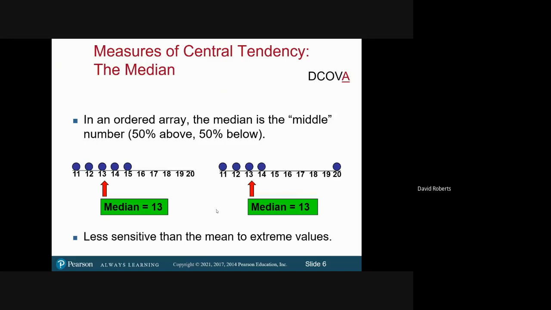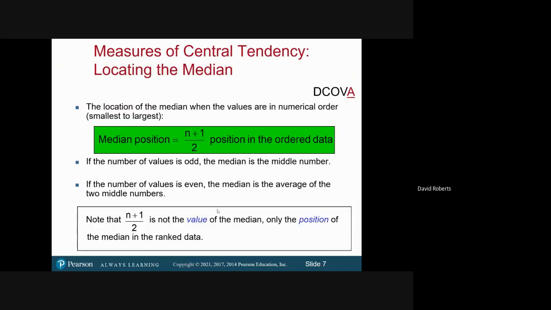But that would be an extreme low outlier. So the median position is you take the number of positions, add 1 to it, and divide it by 2. And if the number is odd, the median is the middle number. So in the previous example, we had 5 positions, plus 1 would be 6 divided by 2, which is 3. So it would be the third from the left.